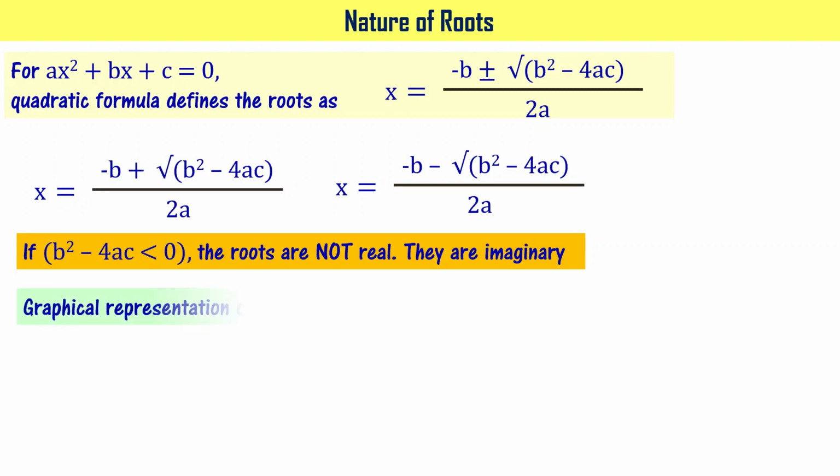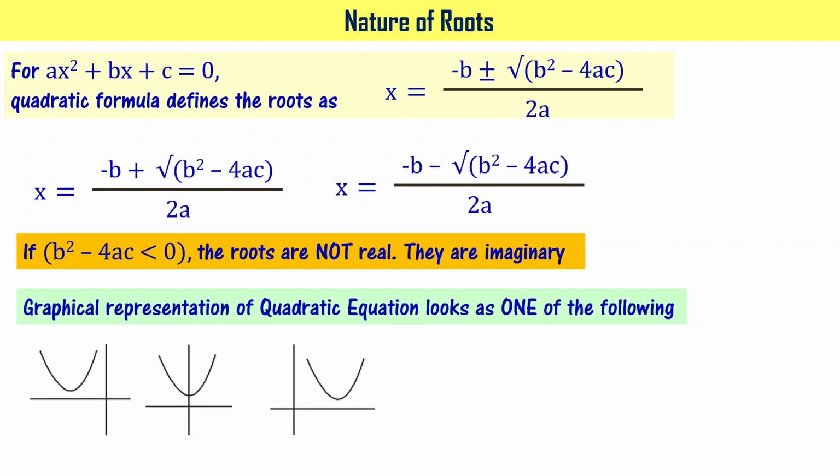So for this kind of scenario, the graph looks like one of the following. As you see here, none of the curves are touching the x-axis, right? Hence, you have no real roots. The roots are going to be imaginary roots. So one thing we have to note here is that b square minus 4ac is defining the nature of roots. That's why it is called discriminant.